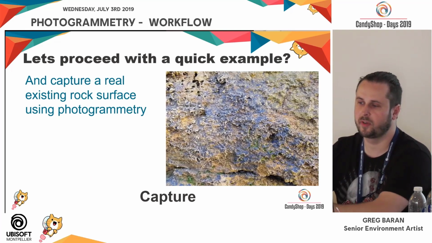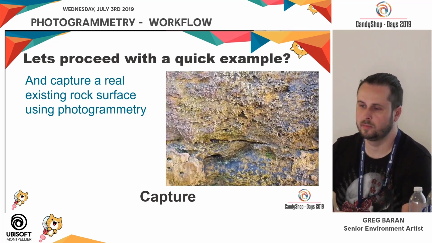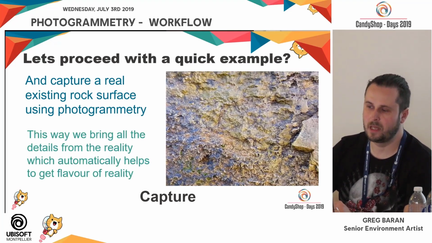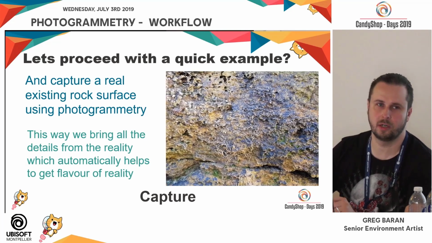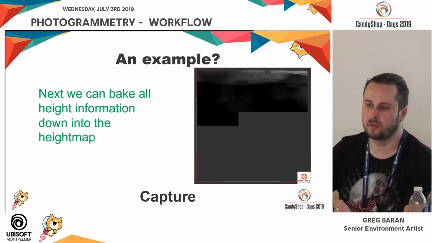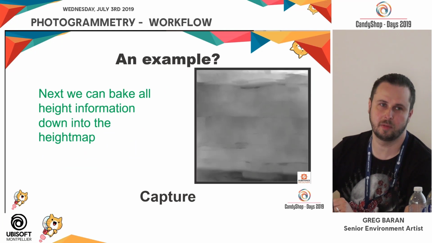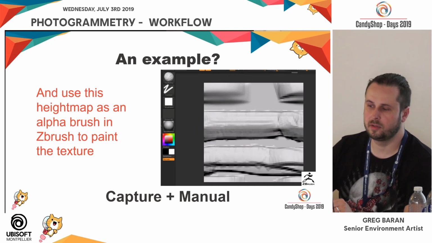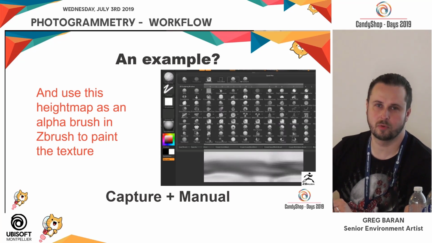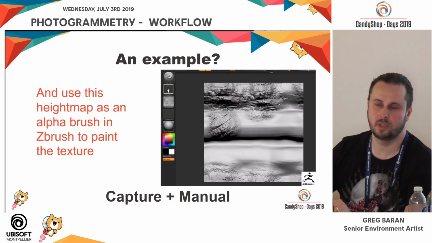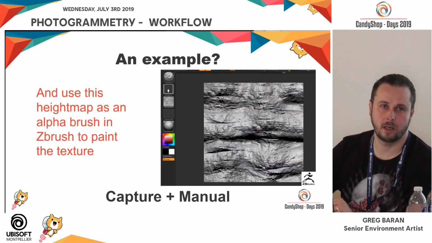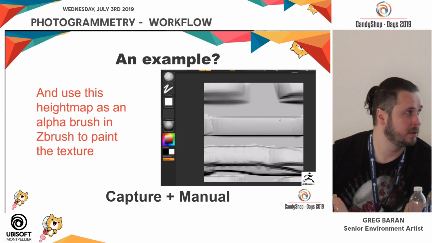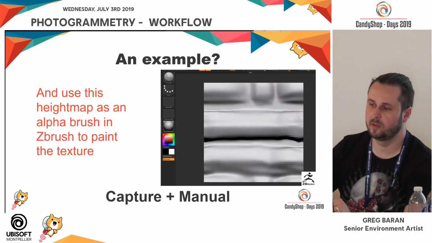So let's proceed with a fast example I made. I captured the rock using photogrammetry, and this way I brought the ingredient of reality into digital form. I baked it down as a height map, so it was a pretty straightforward process. After that I grabbed ZBrush and I sculpted the shape. It took me like 20 seconds. And I used that height map as a stamp. So it's not a perfect texture, but it was made really, really fast.